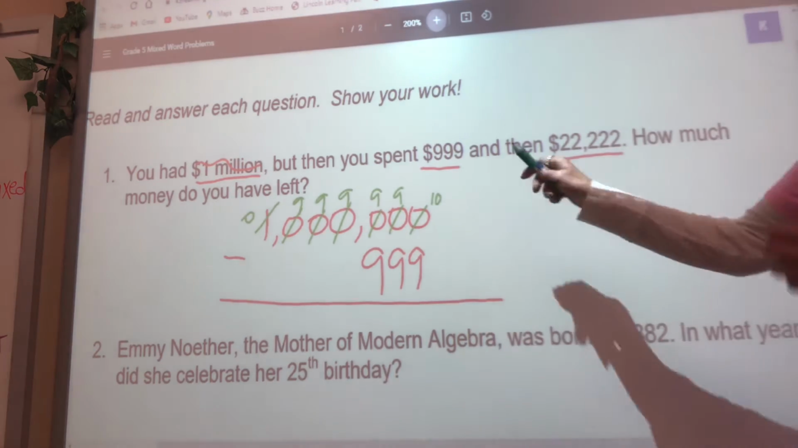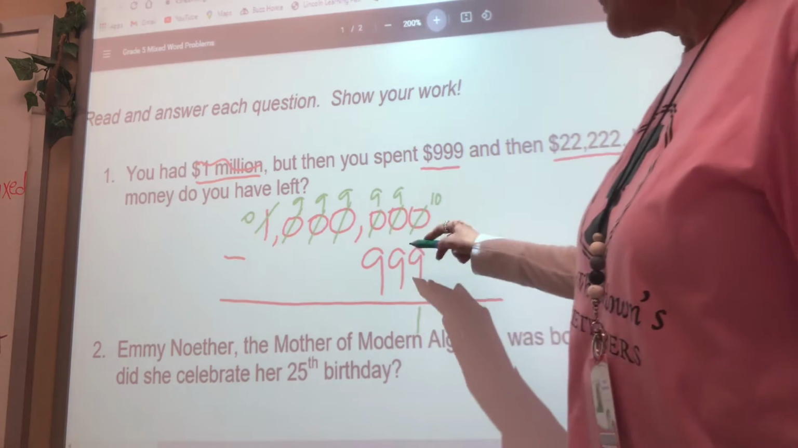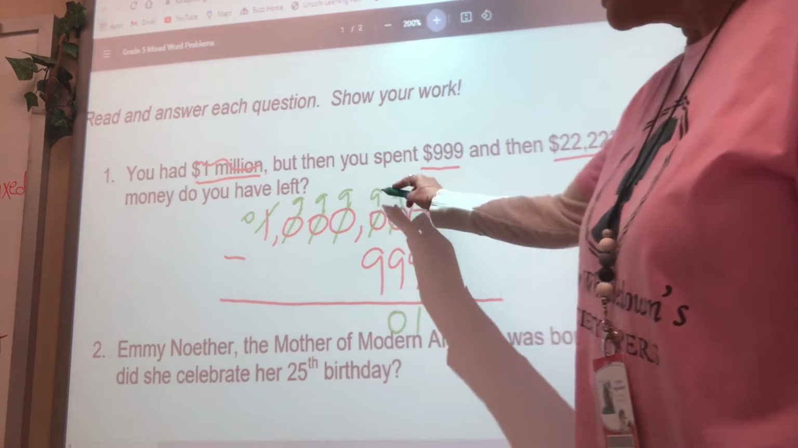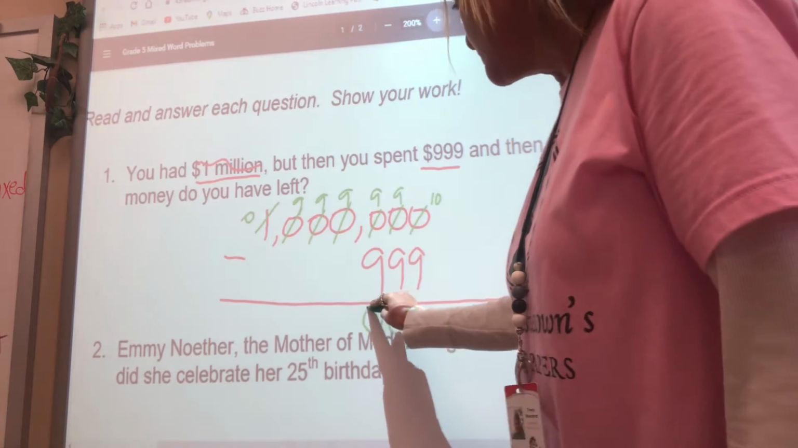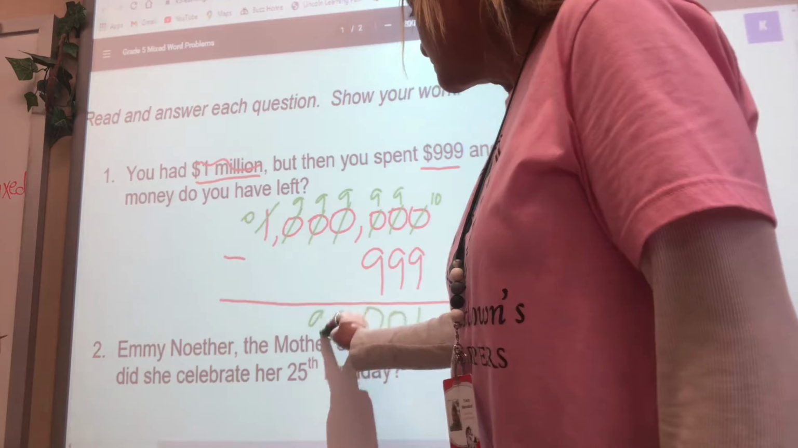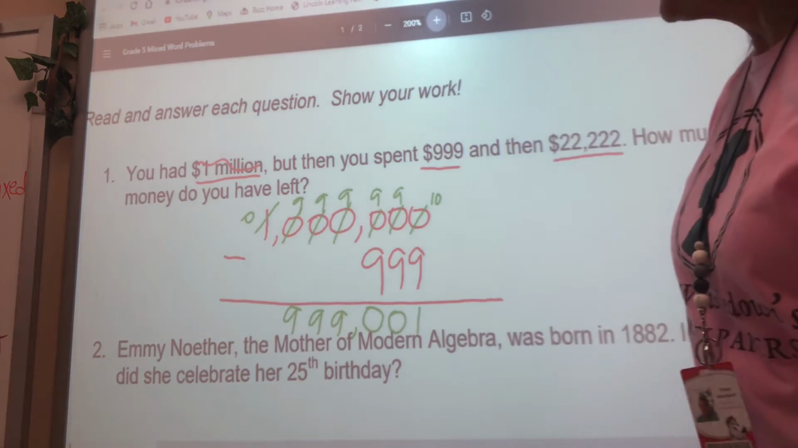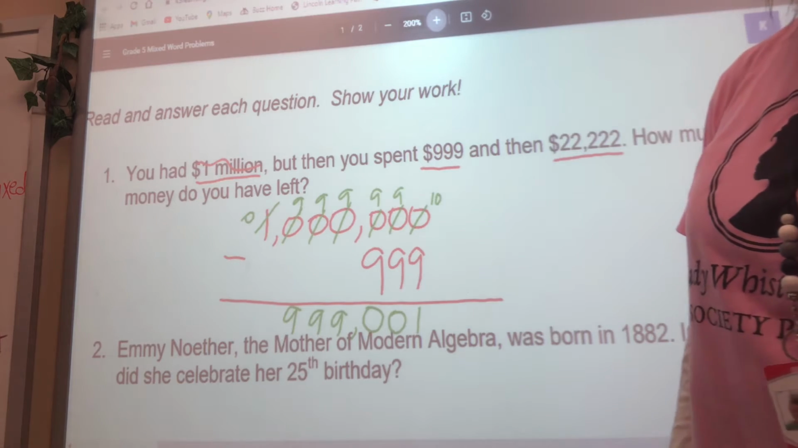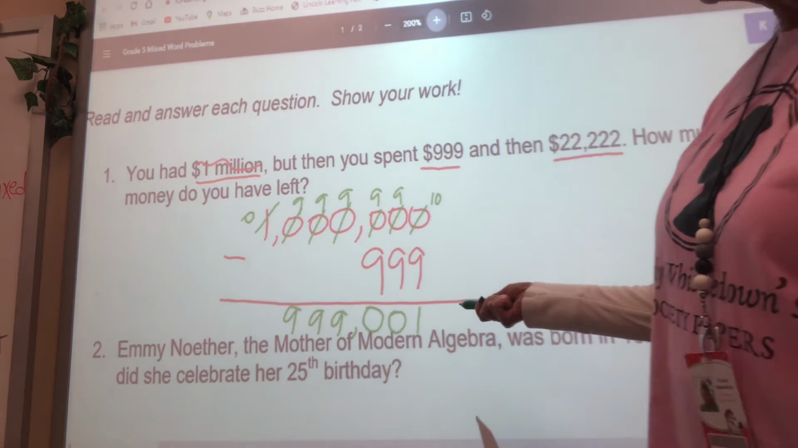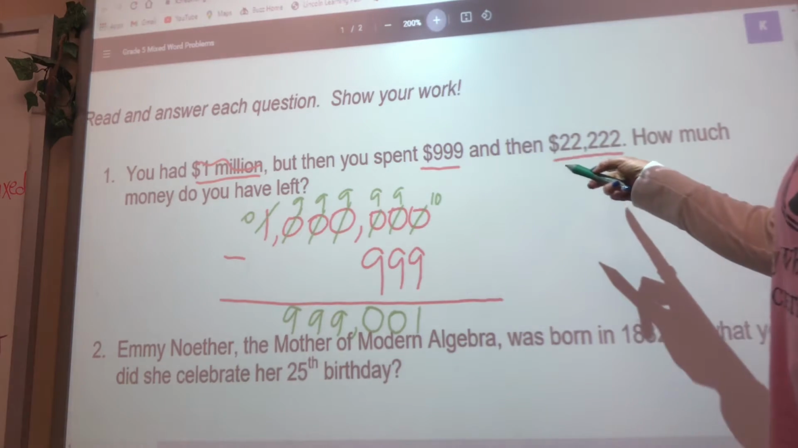All right, so now 10 minus 9 is 1. 9 minus 9 is 0. 9 minus 9 is 0. And then I have 9 and nothing, 9 and nothing, 9 and nothing. So after spending the $999, I have $999,001.